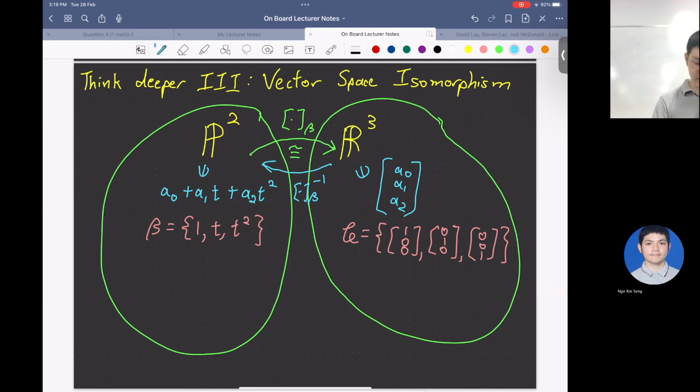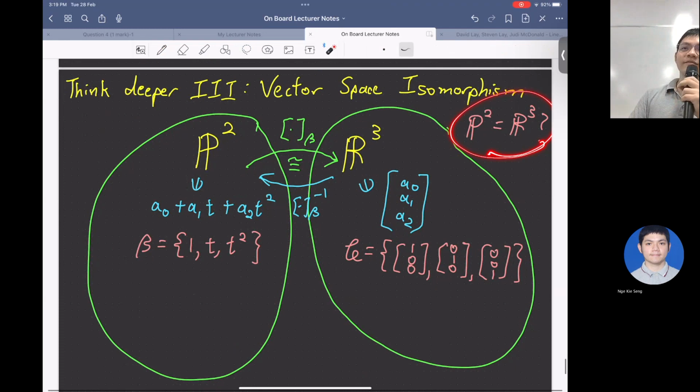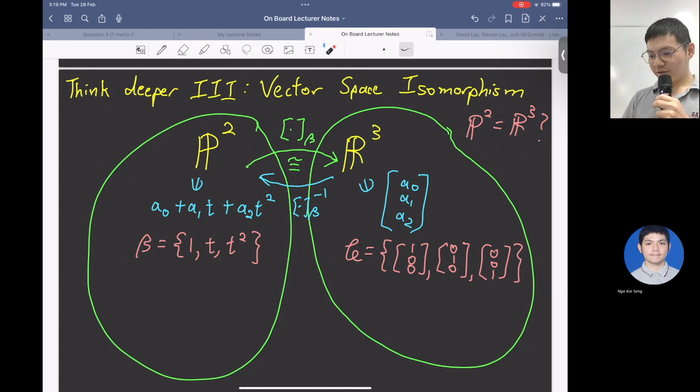So the question is, if they are isomorphic, does it mean that P2 equals R3? Are they equal? Is P2 equal to R3? Why not?